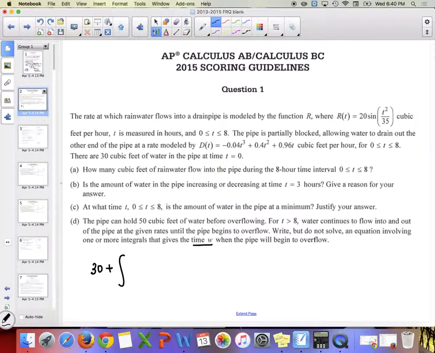So instead of writing t, I'm going to write from 0 to w. And then I'm going to do my r of t minus d of t, and I want all of that to equal 50. Okay, that would be perfectly fine. You don't have to subtract the 30 over or anything. You just set it up just like that.